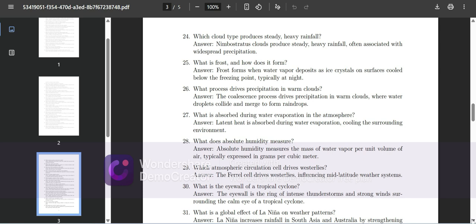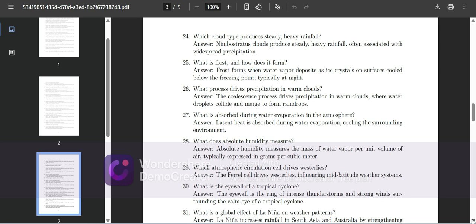What is absorbed during water evaporation in the atmosphere? Latent heat is absorbed during water evaporation, cooling the surrounding environment.